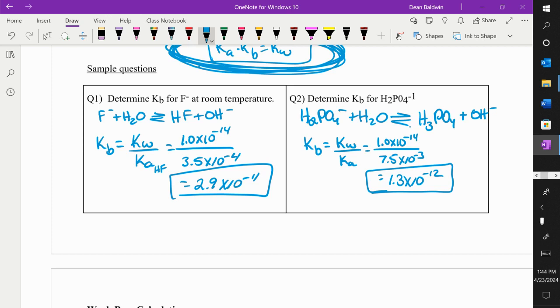If it asks for the Kb, you've got to write the base equation. If it asks for the Ka, you can write the Ka equation. Does that make sense? So Ka times Kb equals the Kw, which is 1.0 times 10 to the minus 14.